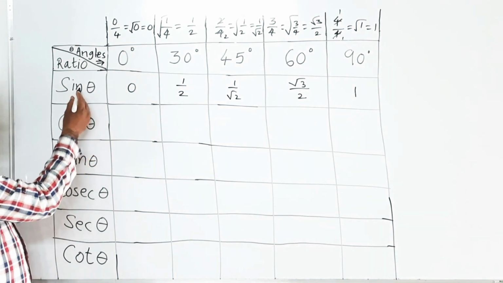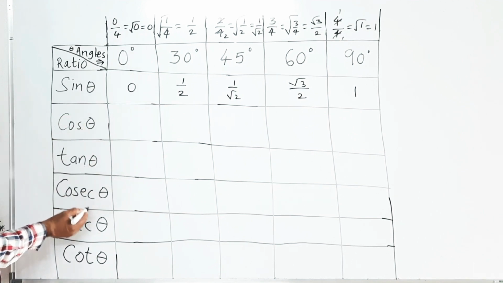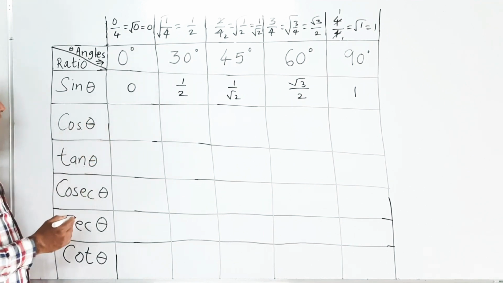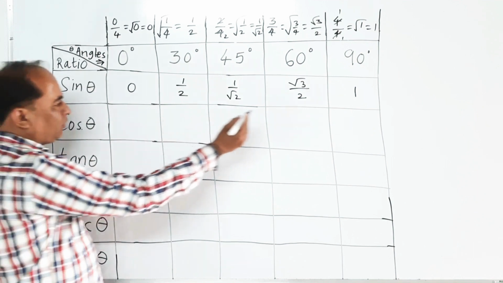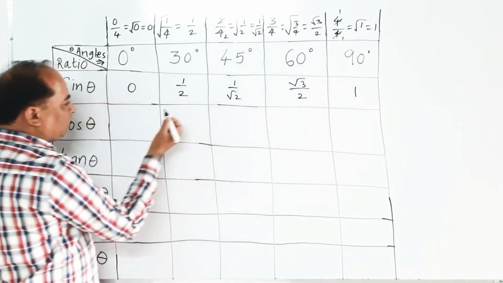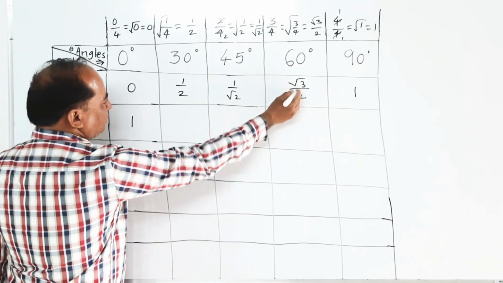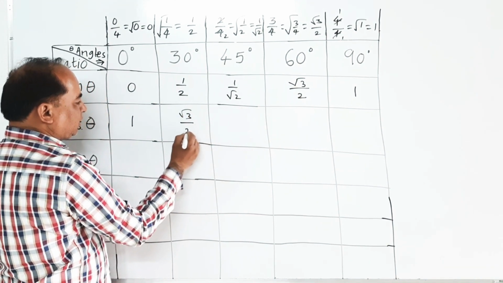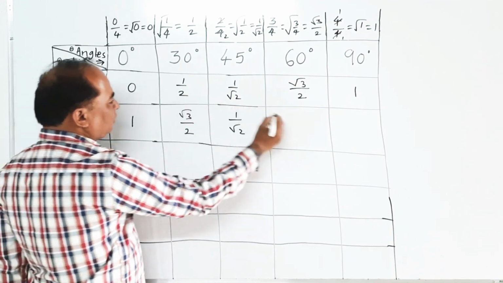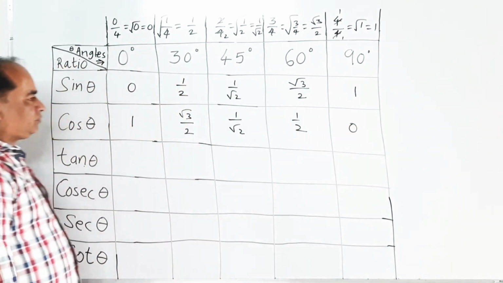Now for writing the ratios in order: sin theta, then cos theta, tan theta, then the inverses cosec, sec and cot. While writing the ratios of the cos angles, reverse the values of sine. Sine 90 is 1, so cos 0 is 1. Reverse all values: root 3 upon 2 is cos 30, then 1 upon root 2 will remain as it is, 1 upon 2 will come here, and cos 90 is 0.